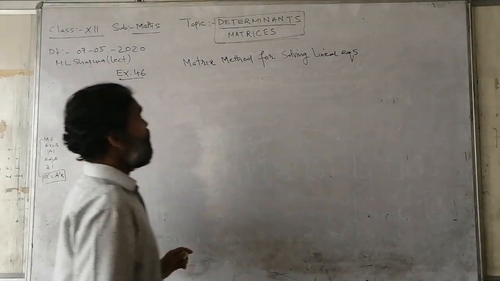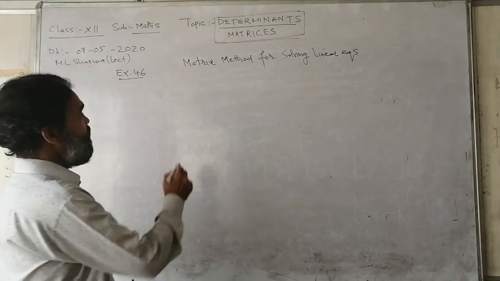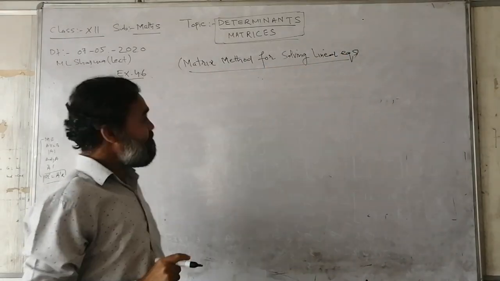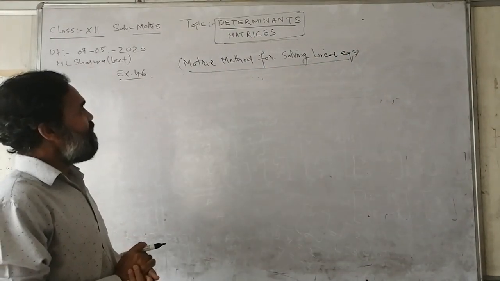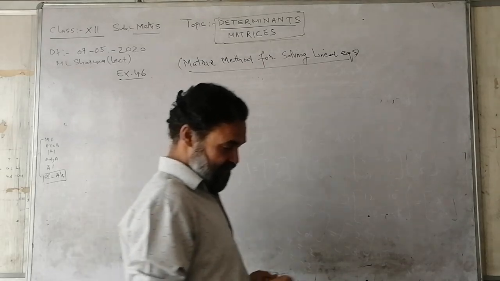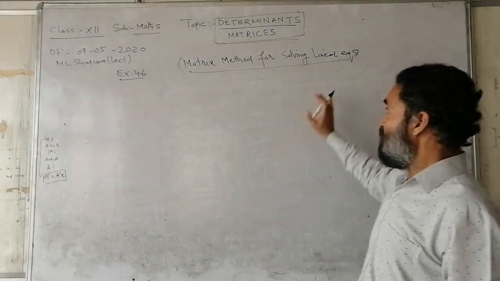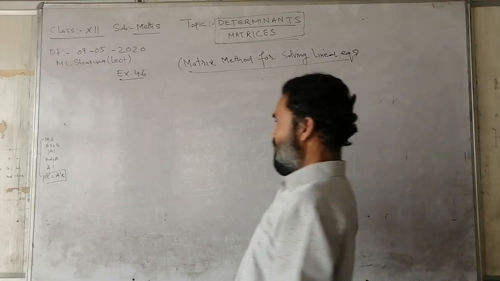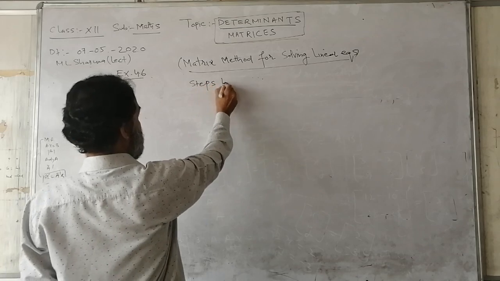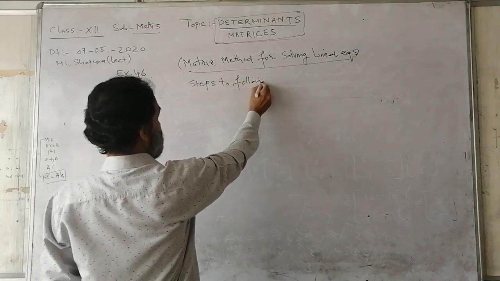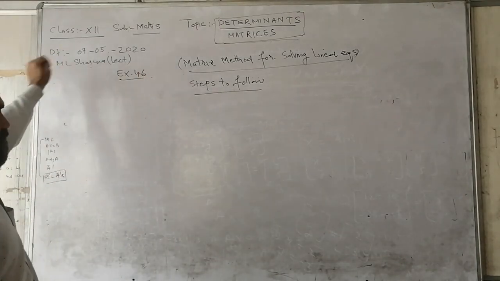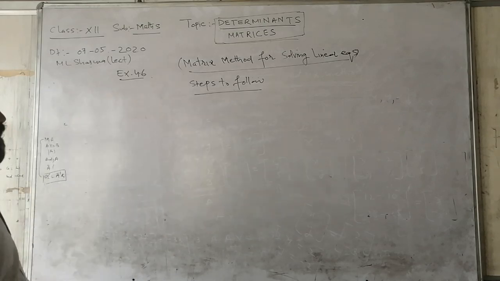Welcome back. The topic is determinants. Yesterday, a method for solving linear equations by matrix method was introduced. So, for solving the linear equations by this method, we have steps to follow. What are the main steps that we follow to solve linear equations by matrix method?